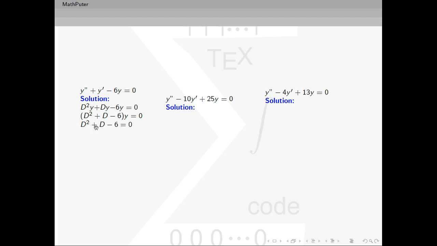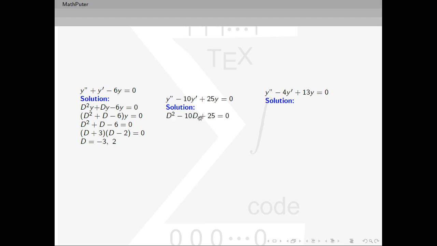This is a polynomial having degree 2, a quadratic polynomial. Let us factorize this. So it gives us (D plus 3)(D minus 2) equal to 0. We are not going to discuss the factorization of polynomials here. You have had nice practice at school level, that's why. So we have two values of D. One is minus 3 and another one is 2.